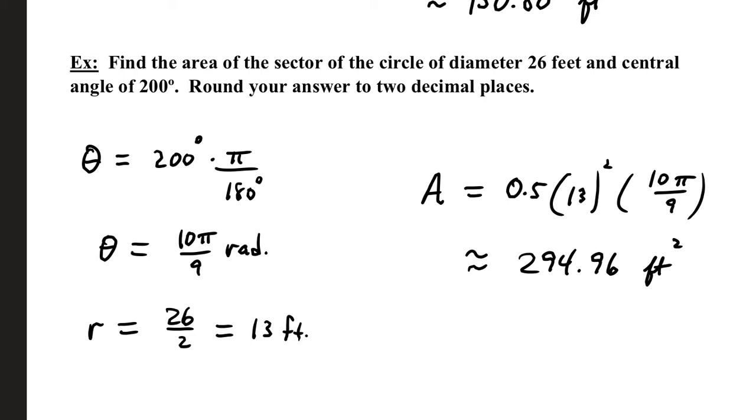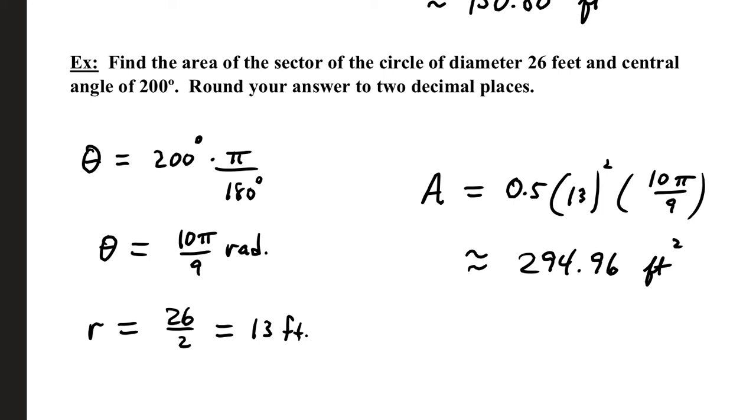Find the area of a sector of the circle of diameter 26 feet and central angle of 200 degrees. Round your answer to 2 decimal places. 200 degrees converted to radians, 200 over 180 reduces to 10 over 9. So 200 degrees is equivalent to 10 pi over 9 radians. We're given diameter, so cut that in half. Our radius is 13 feet.